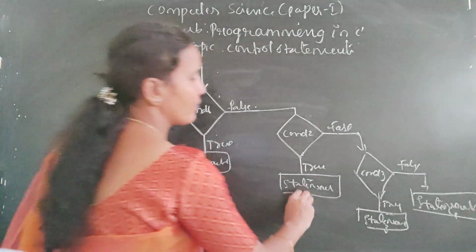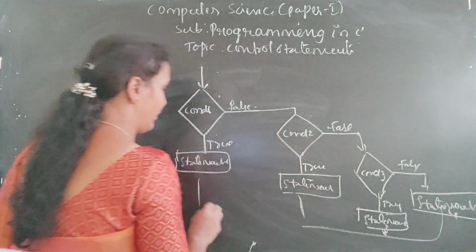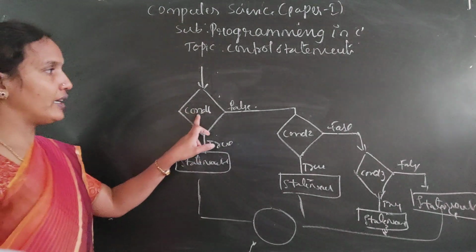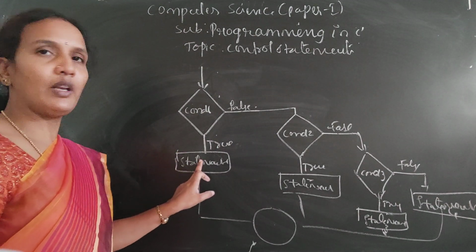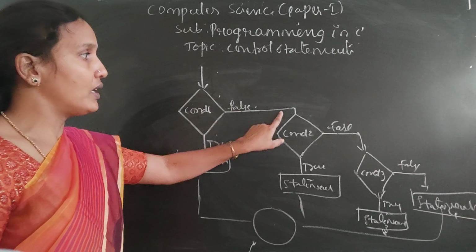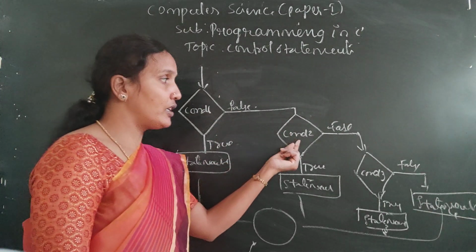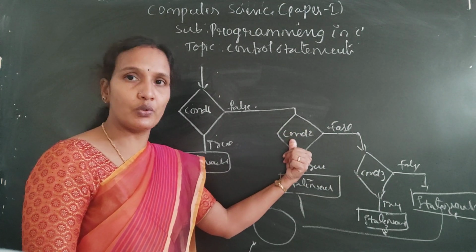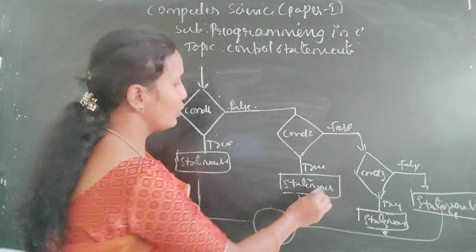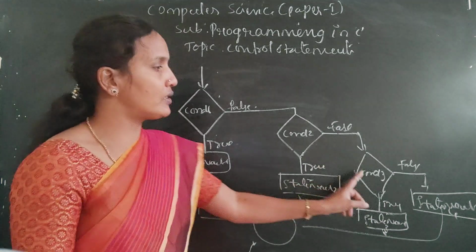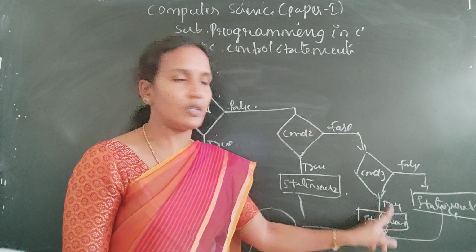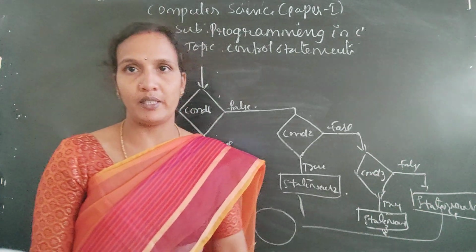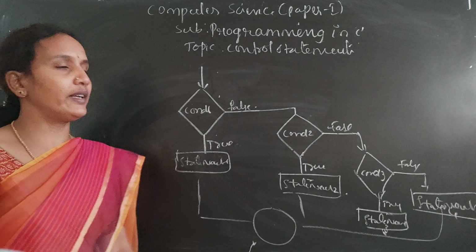At last, ending. This is a flow chart. If condition 1 is true, statement 1 will be executed. If condition 1 is false, we will check the second condition. If condition 2 is true, statement 2 will be executed. If condition 2 is false, again we will check the third condition. If condition 3 is true, statement 3 will be executed. If condition 3 is false, statement 4 will be executed. Okay? Now take a screenshot of this.